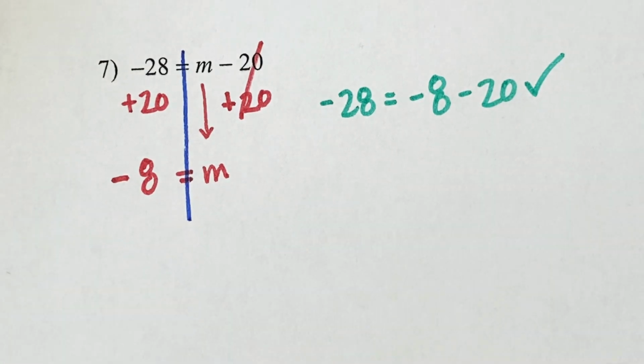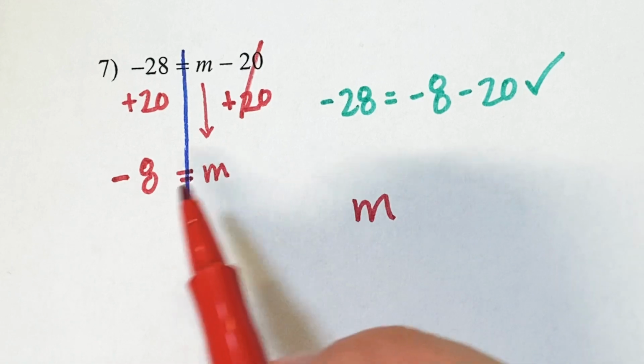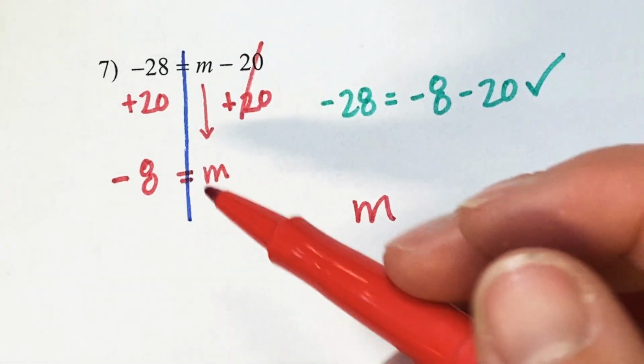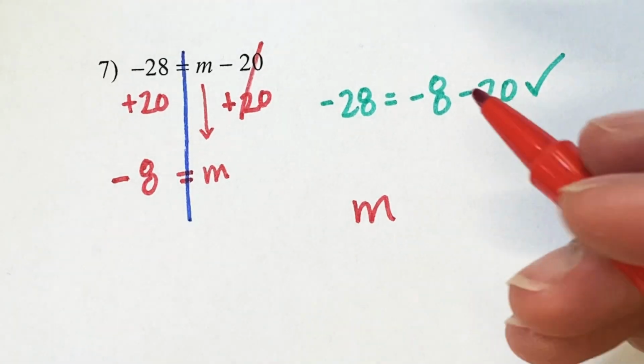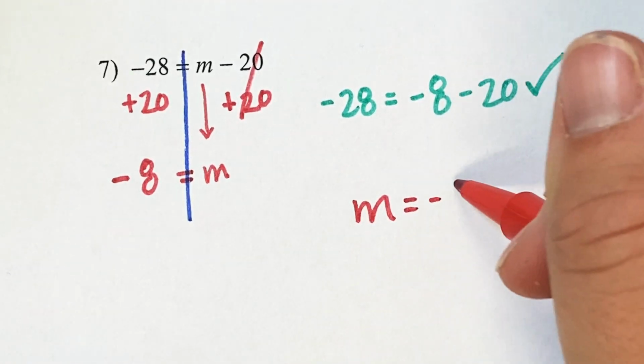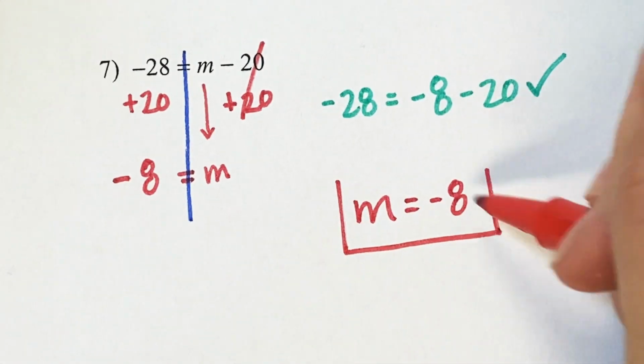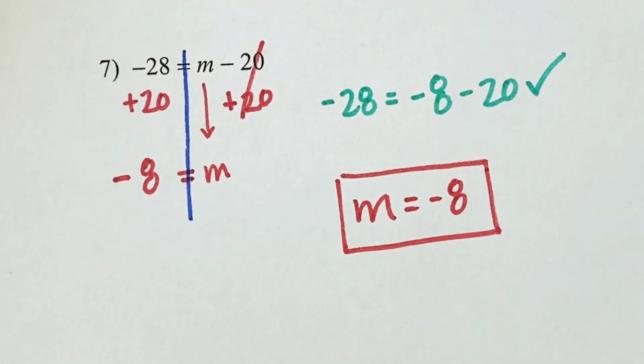I like writing our variable first, and it totally doesn't matter. You can switch the sides of the equal sign when writing your answer. So instead of negative 8 equals m, which you can write that way, but I prefer the variable in front, you can write m equals negative 8. Same exact thing. Okay, awesome.